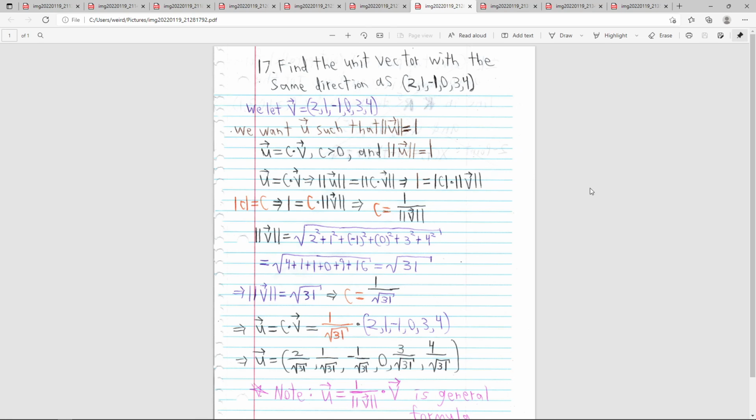Now we want to find the unit vector with the same direction as 2, 1, -1, 0, 3, 4. So we have an R6 vector. We let v equal 2, 1, -1, 0, 3, 4 as described, and we want u such that the length of u is equal to 1.